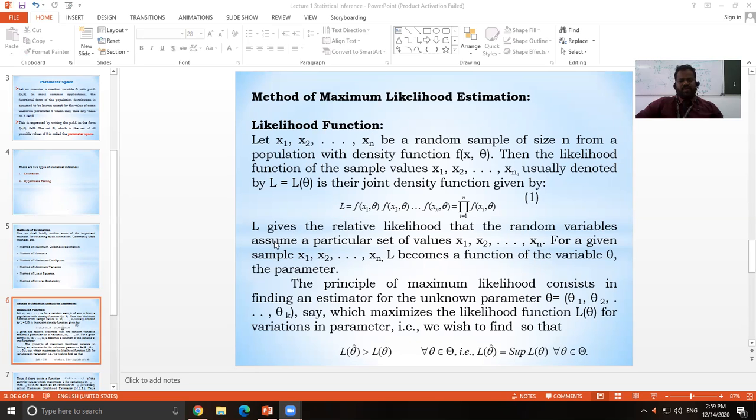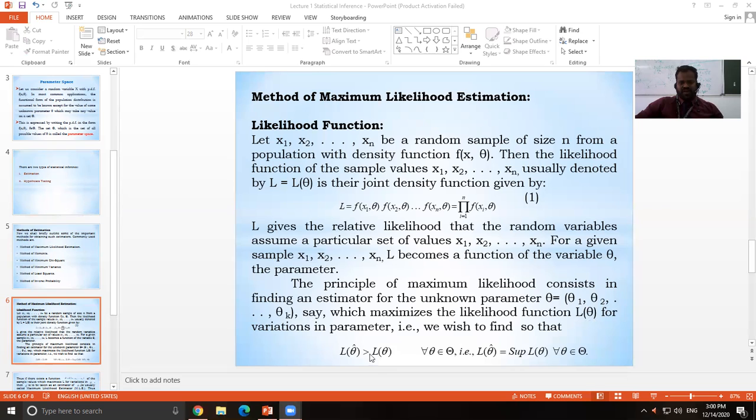Next, the likelihood function L gives the relative likelihood that the random variables assume a particular set of values x1, x2, etc., xn. For a given sample x1, x2, etc., xn, the likelihood function L becomes a function of the unknown parameter value theta. The principle of maximum likelihood consists in finding an estimator for the vector of unknown parameters theta equal to theta 1, theta 2, etc., theta k, say, which maximizes the likelihood function L of theta for variations in the parameter.